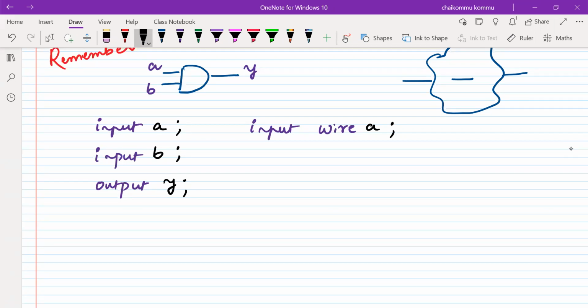Similarly, another input B is also a wire type, also a net data type. Next, the output is also a wire data type. So this is actually the right notation. If you want to write, this is the right notation.